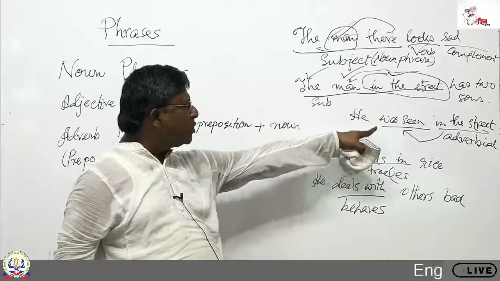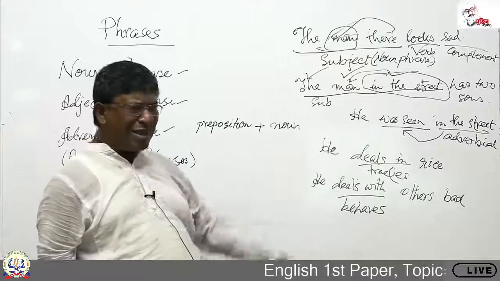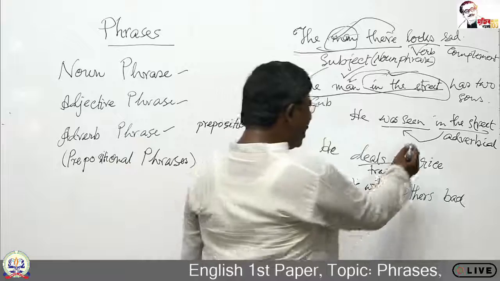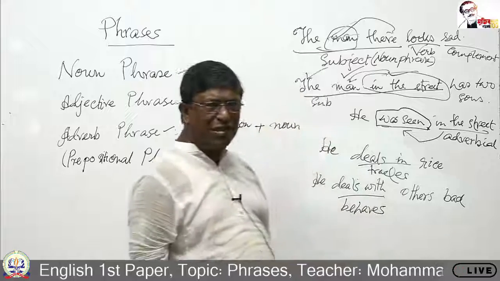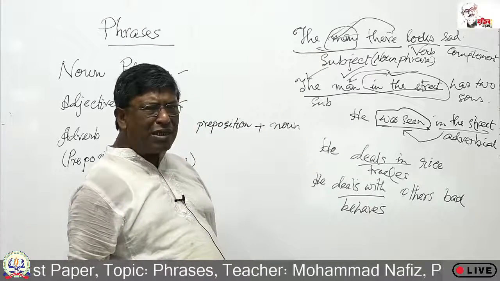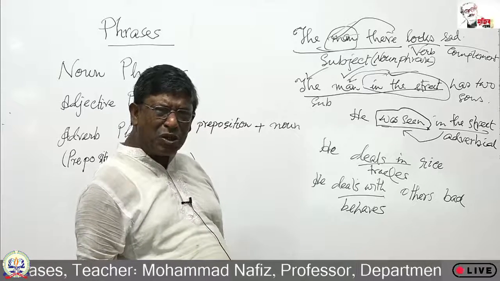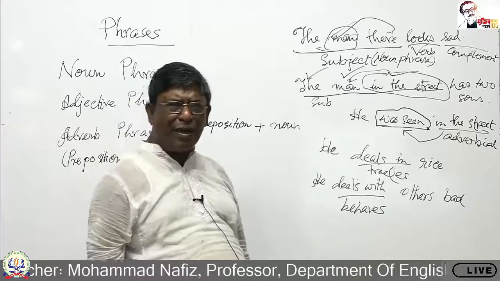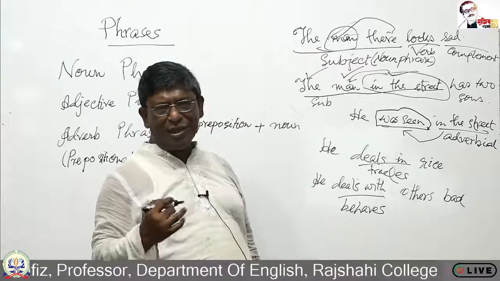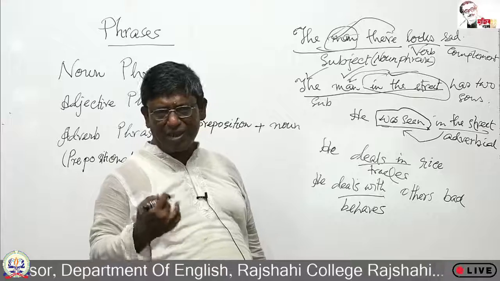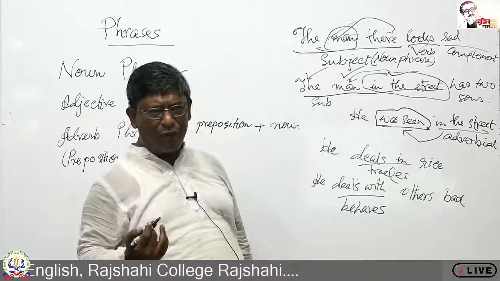But was does not bring a change in the meaning or sense of the original verb, see. Therefore, was seen is not a phrasal verb. Rather, was is the tense determiner. A verb used with a tense determiner is not considered an independent phrasal verb or verb phrase. But when a preposition brings a change in the meaning of the verb, in the sense of the verb, we will call it a phrasal verb or verb phrase.